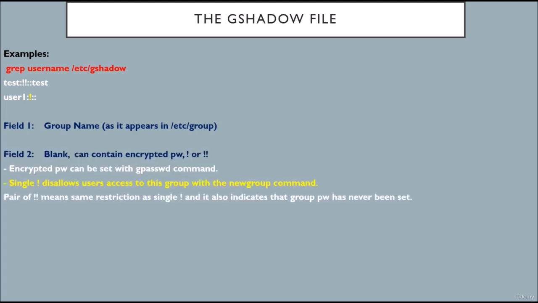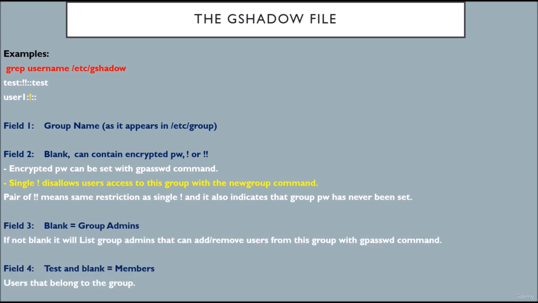Field 1 will show you the group name as it appears in the group file. Field 2 can be blank, or it can contain an encrypted password or an exclamation or 2 exclamations. Also, an encrypted password can be set with the gpasswd command. A single exclamation disallows users access to this group with the newgrp command.